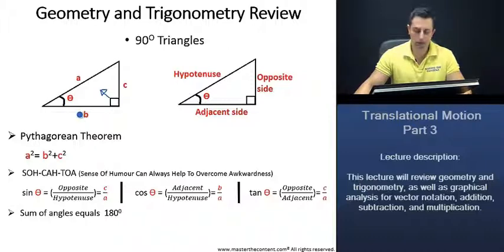So depending on the quantities you have, you can also use the sine, cosine, and tangent ratios. The common mnemonic for that is widely known as SOH CAH TOA. Another one that's commonly used is "a sense of humor can always help to overcome awkwardness." Say we have sine theta. Sine theta is equal to the ratio of the opposite side over the hypotenuse, as we see here. And one last point, if we recall, the sum of all angles is going to equal 180 degrees.